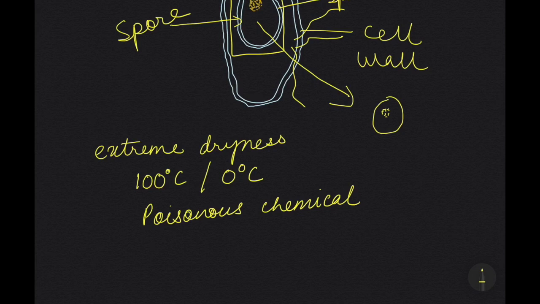Whenever it comes in contact with favorable conditions, the spores germinate and their dormant protoplasm becomes active, and it comes out from the ruptured wall in the form of a new bacterium. Remember, spore formation is not reproduction, because one bacteria forms a spore and one bacteria only comes out. But when we talk about reproduction, one bacteria divides into 2.